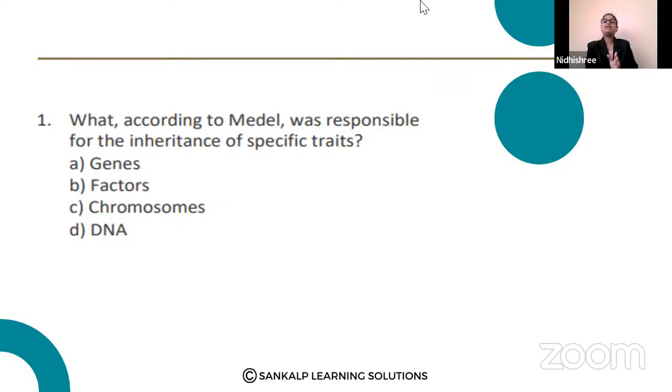Just now we discussed, Mendel gave the name factors to genes.